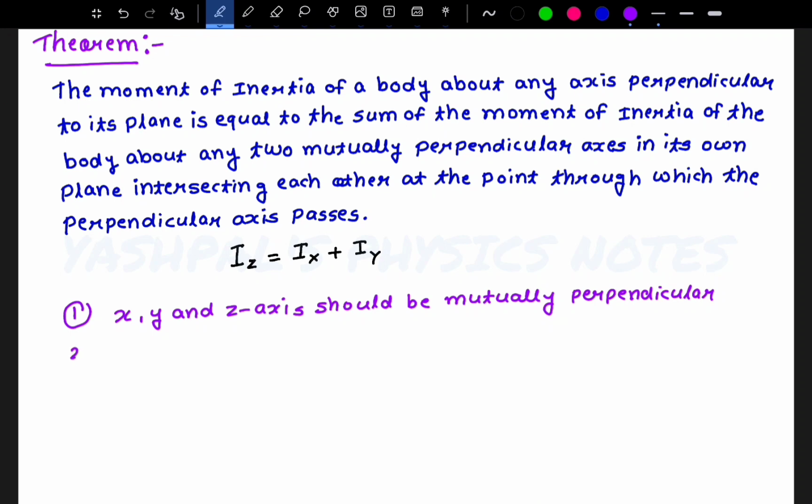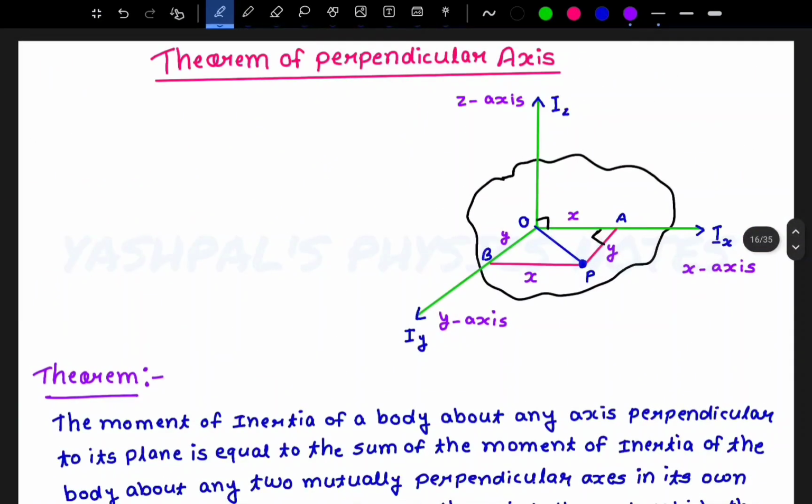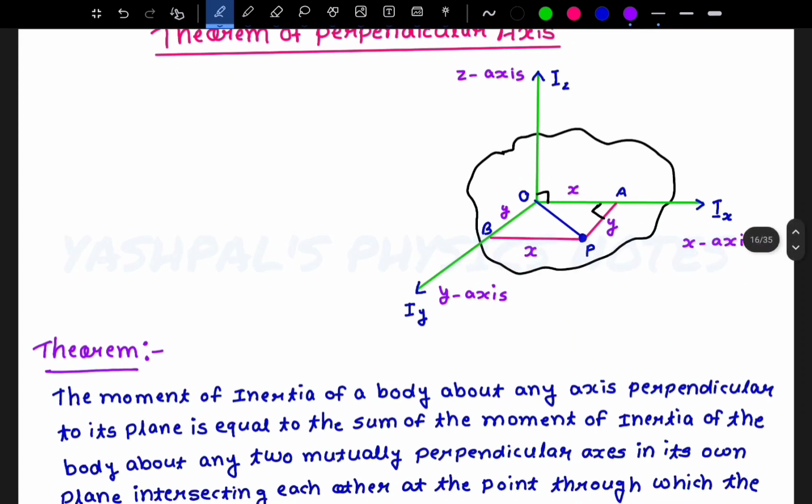Now second condition is that x and y axis should be in the plane of the body. Here we are considering that x and y axis are in the plane of the body. Here I have considered a two-dimensional body where x axis and y axis lie. That is, they lie in a lamina. Lamina is nothing but a two-dimensional body, sometimes we refer to.